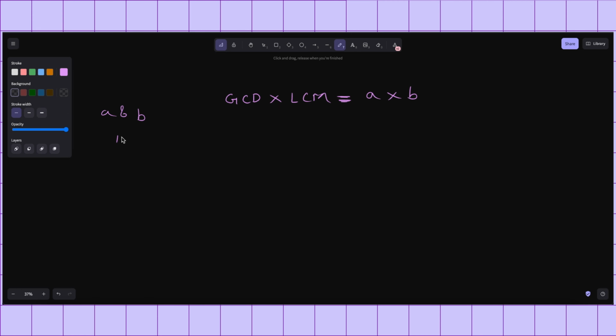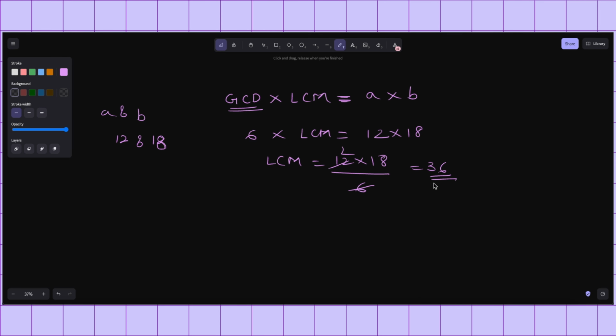Let's say we have the numbers 12 and 18, for example. We have calculated the GCD. So what was the GCD of 12 and 18? It was 6. Okay, so 6 into LCM is equal to A into B, and A into B is 12 into 18. Now let's do it. So LCM will be 12 into 18 by 6. So 6 2s are 12, 18 2s are 36. And I hope you remember this, the LCM of 12 and 18 was 36. So this is how you calculate the LCM.